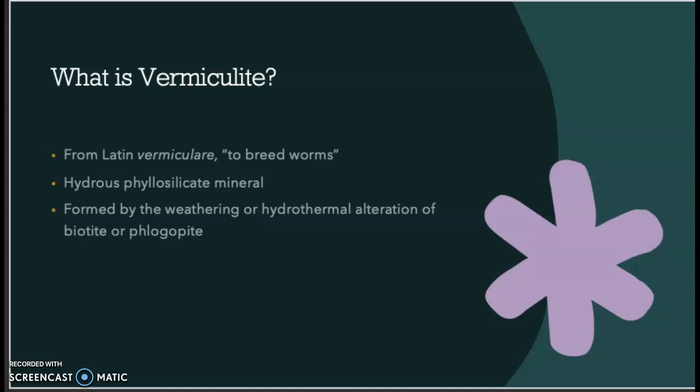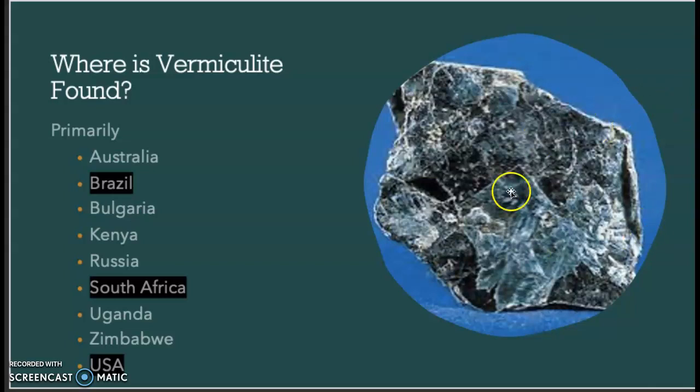I don't know a lot about either of those. But I know that biotite is also a phyllosilicate mineral, and that phlogopite is also known as magnesium mica, or something close to that. I have a picture of vermiculite here, a large chunk of the mineral.